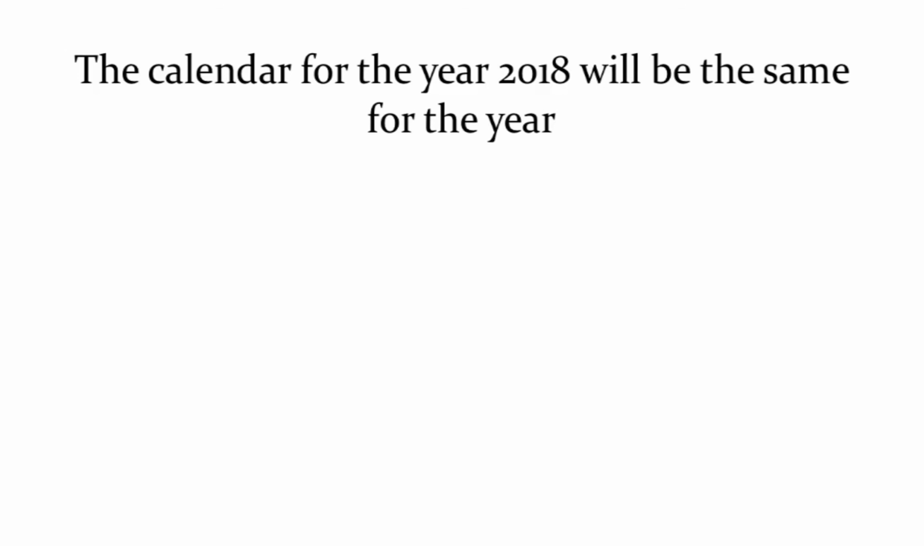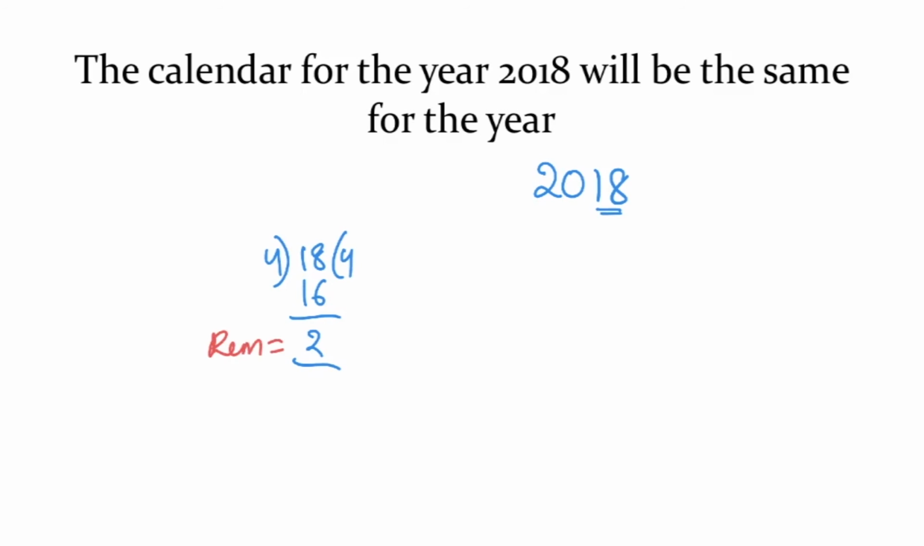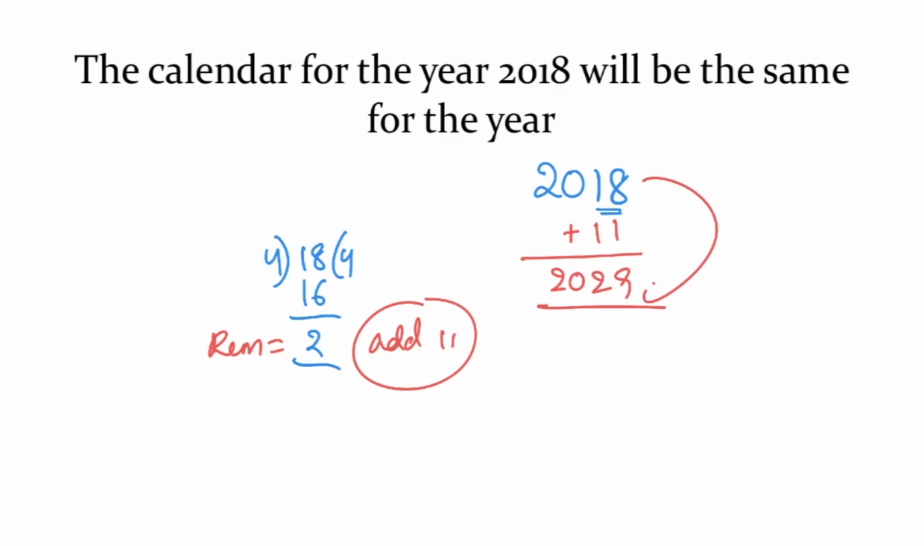The calendar for the year 2018 will be the same for which year? 2018, divide the last 2 digits by 4. 4 times 16, remainder is 2. Whenever the remainder is 2, we add 11. 2018 plus 11, 2029. The 2018 calendar and 2029 calendar are both the same.